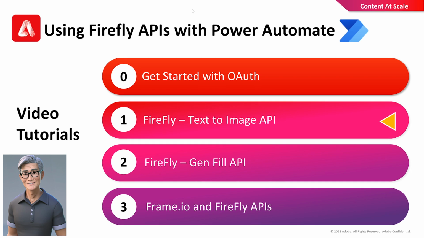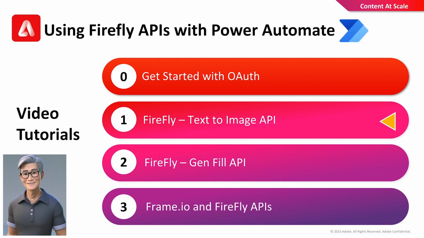Welcome back, everyone. Last time we talked about how we could use Firefly APIs together with Power Automate to create content at scale. And we did a demonstration about how we use OAuth to exchange a Firefly token using the Firefly client ID and client secret. So today we are going to continue on and start to make our first Firefly API call.